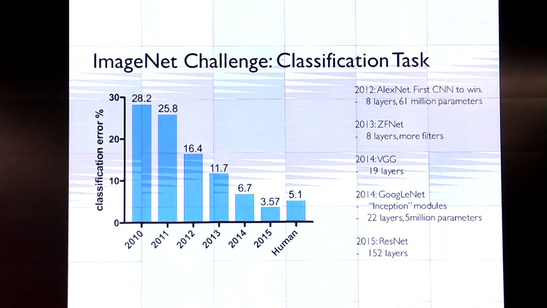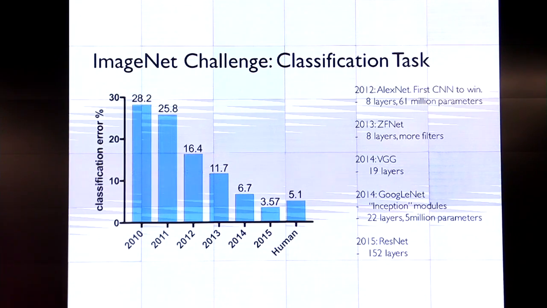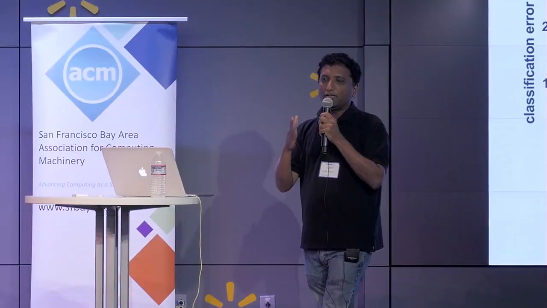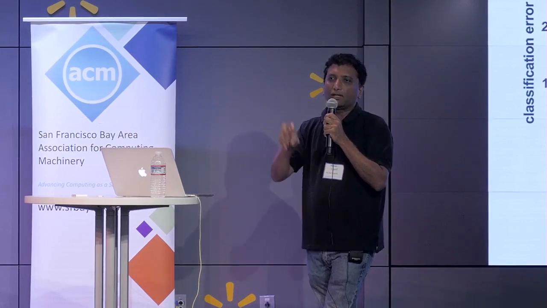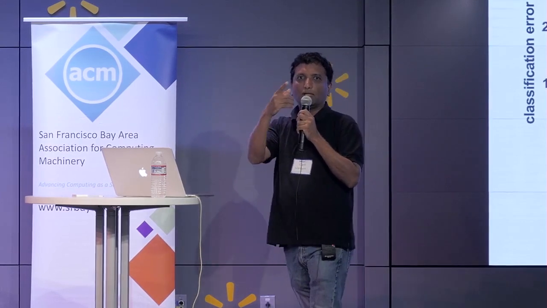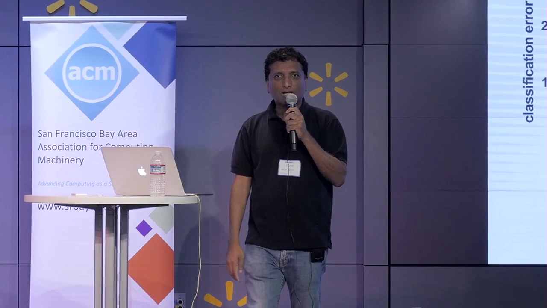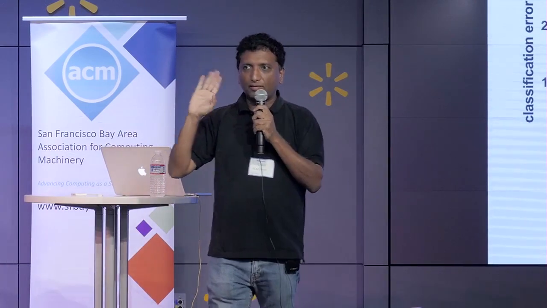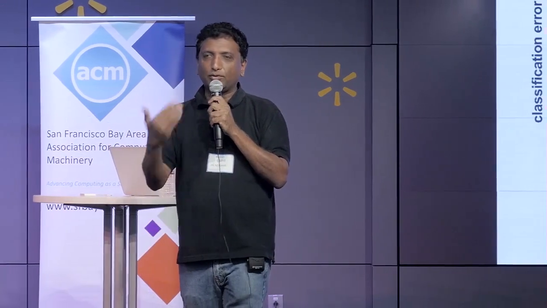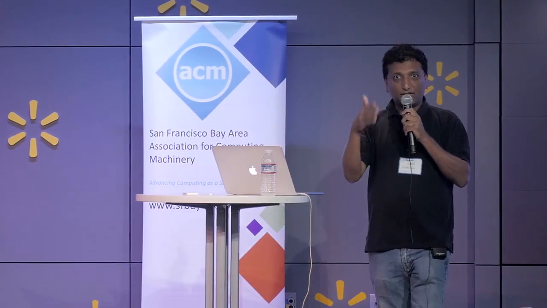The data set has 21 categories. I think when you start using it for classification, only 1,000 classes are available. Okay. Next question. By the way, I'm not an expert in ImageNet. I have not trained this kind of thing. I'm a user of ImageNet pre-trained models.